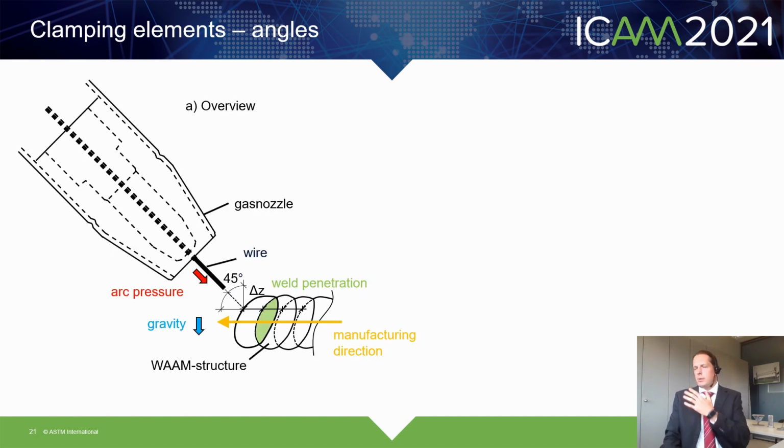I showed a similar drawing a few slides ago. Now, when the wire hits the interlayer, the drop is affected by the arc pressure and the gravity.